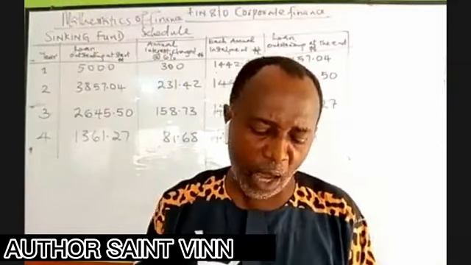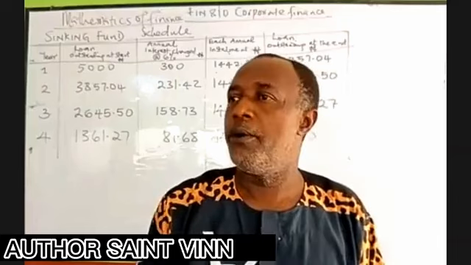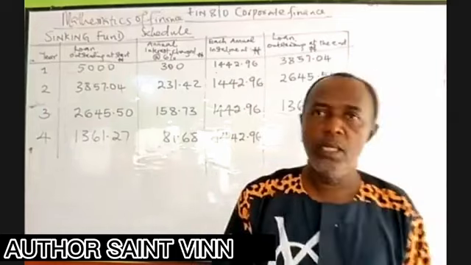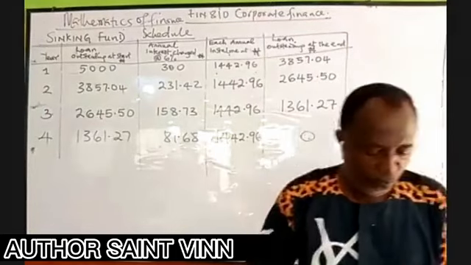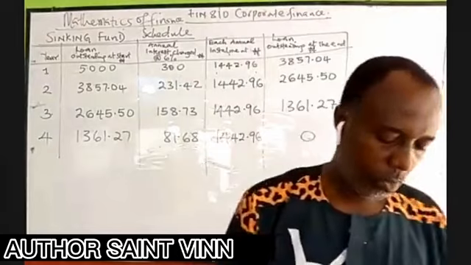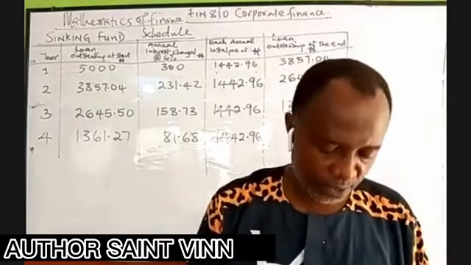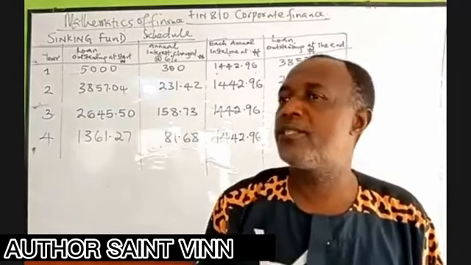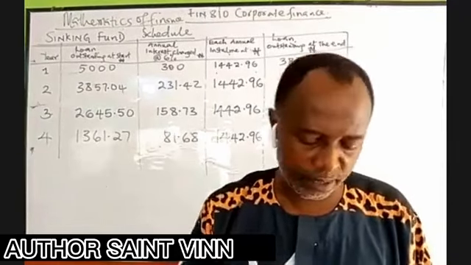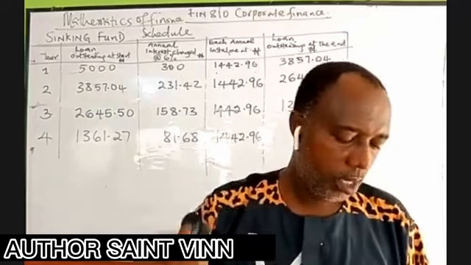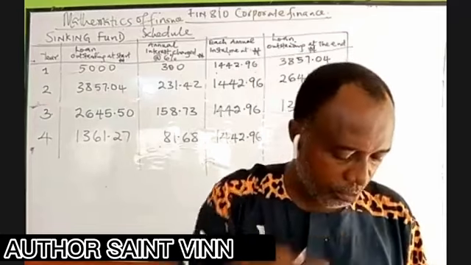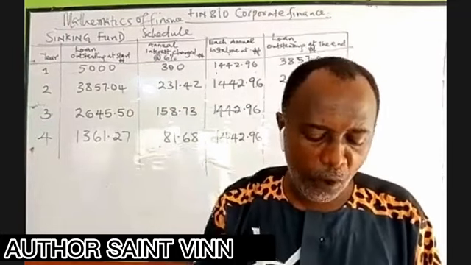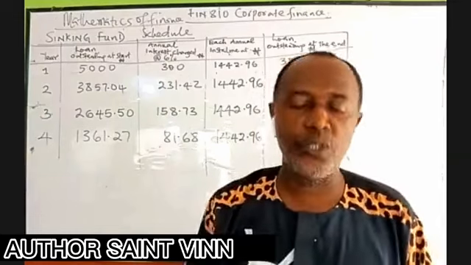Premium Publishers PLC requires $5,000 to replace its non-current assets, which are fixed assets, in 4 years' time.